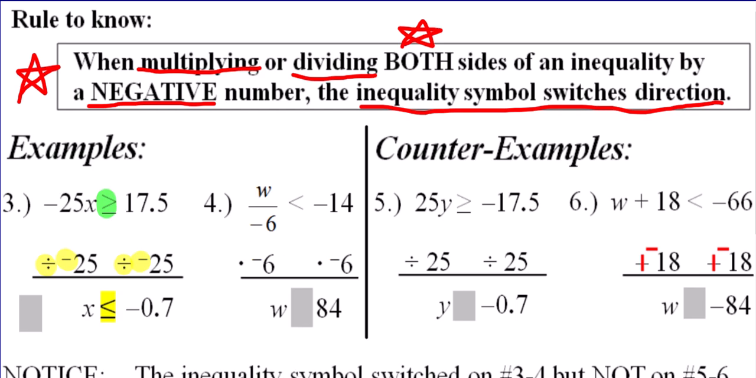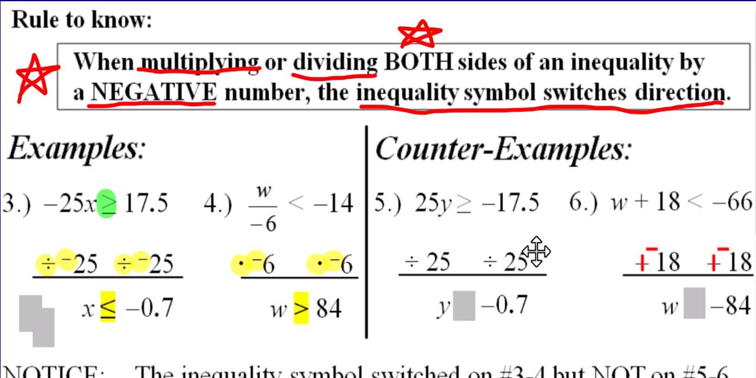Problem number 4. What was happening to the variable? It was being divided by negative 6. Inverse is to multiply, but since it was negative, we're going to keep it negative because we don't do inverse numbers. We only do inverse operations. Since we are multiplying by a negative, the rule says when you multiply or divide both sides by a negative, the inequality symbol will switch direction. So boom, it used to be less than, now it switches direction to greater than. Why? Because we multiplied by a negative. Or same thing, when you divide by a negative, like on number 3, it's going to make the inequality symbol switch direction.